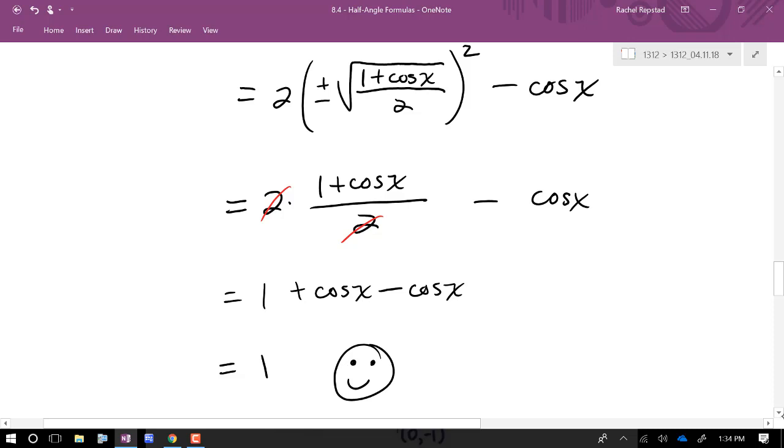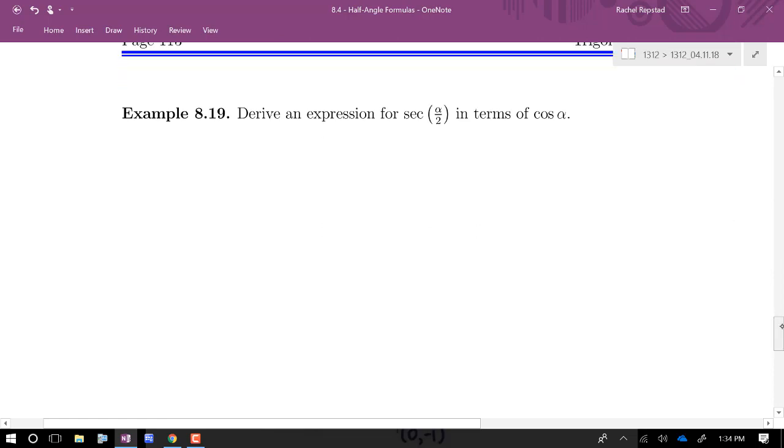Questions on this example? All right, well, let's try one more. This is not a proof. They just want us to derive an expression for secant alpha over 2 in terms of cosine alpha. Now, if they said just in terms of the cosine function, I would say, oh, yeah, it's 1 over cosine of alpha over 2, and I'd be done, right? But we want to write it in terms of cosine alpha.